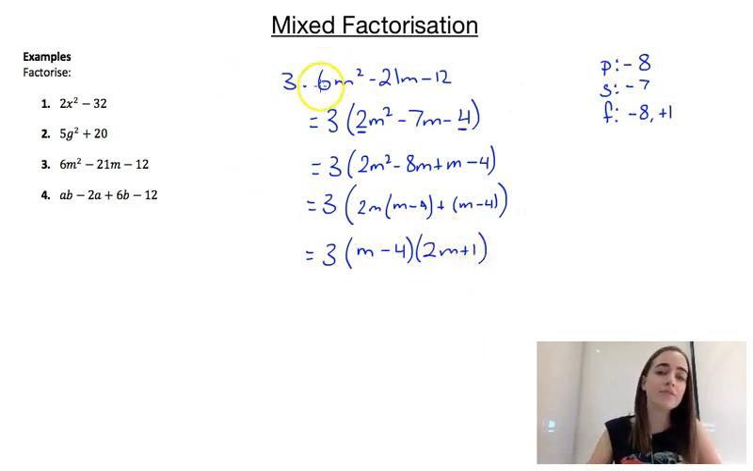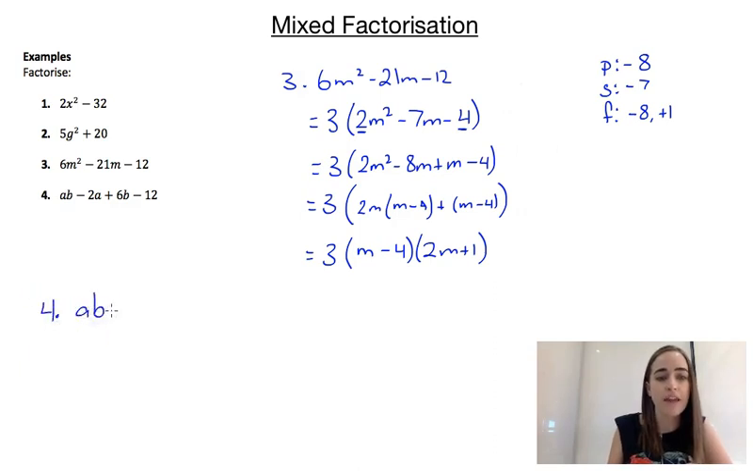Now, if I hadn't pulled out the common factor right at the start, I could still factorize using this PSF method, but then one of my brackets I'd get at the end, or maybe both of them, would end up having a common factor, and I'd have to pull that out at the end. So it's easier if you pull out the common factor at the start, because then you're working with smaller numbers the whole way through. All right, let's have a look at question 4.